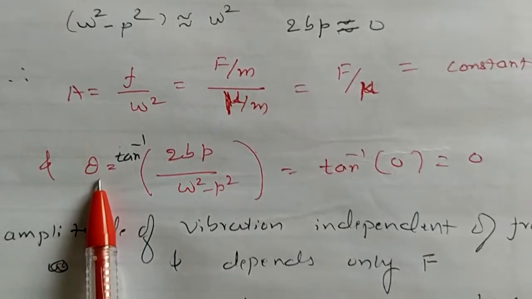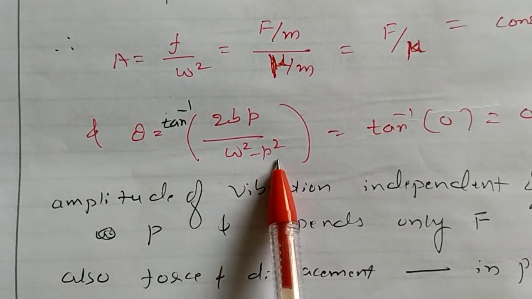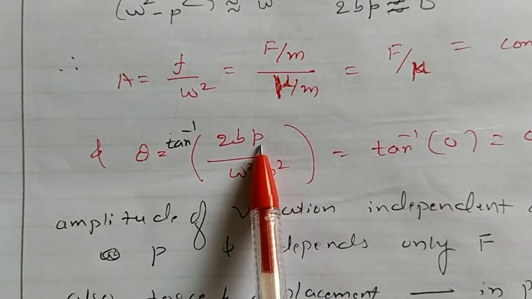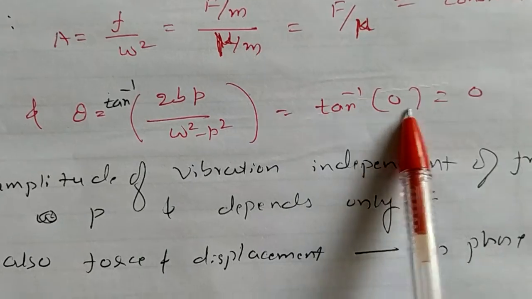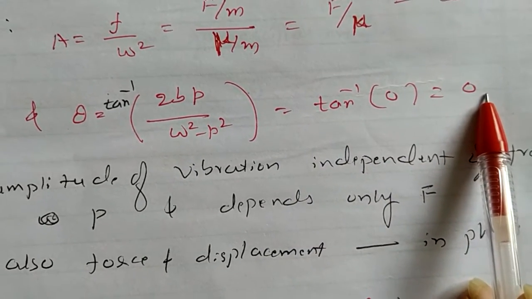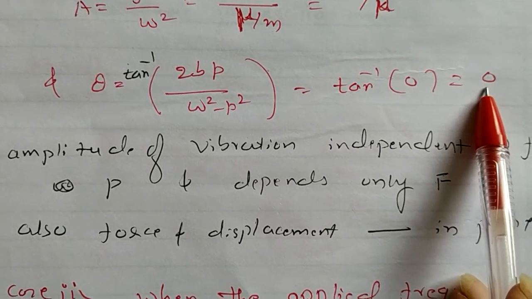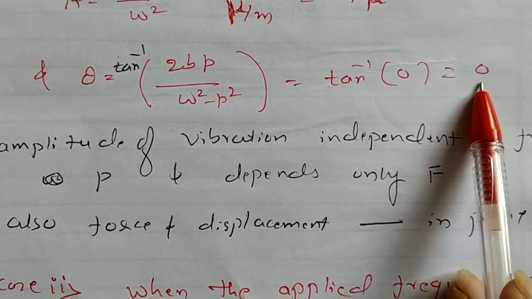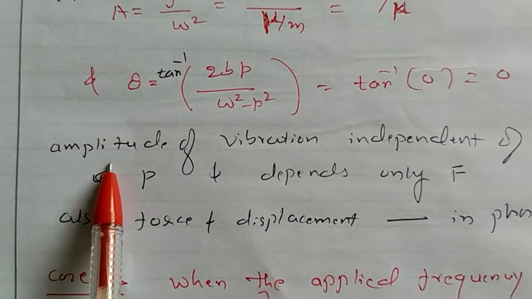Now theta is equal to tan inverse of 2bp divided by omega square minus p square. Here 2bp has been taken as 0, therefore tan inverse 0. What is tan inverse 0? It is nothing but 0. So what does it indicate? That means the displacement and the applied periodic force are in phase with each other. The phase difference is 0.